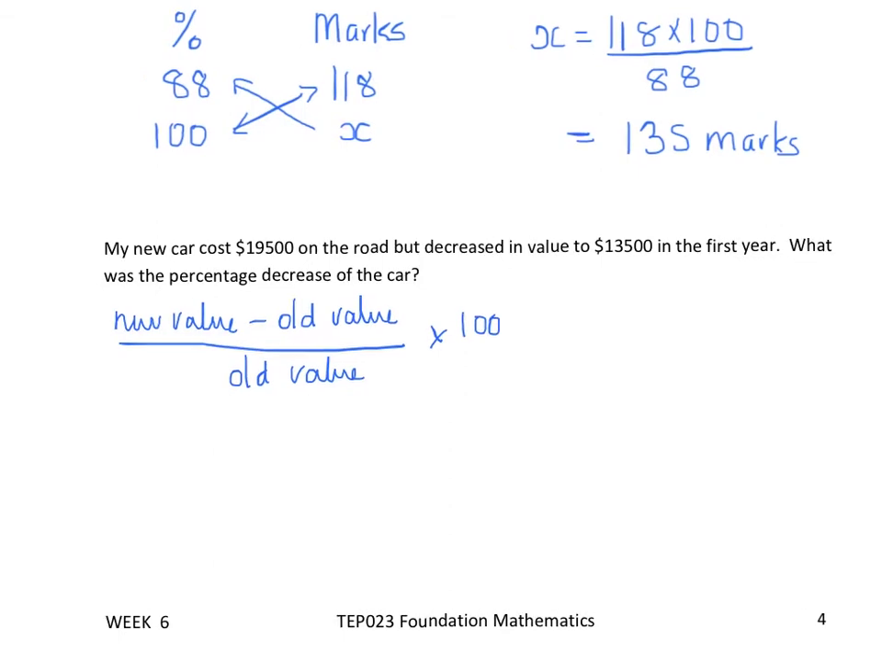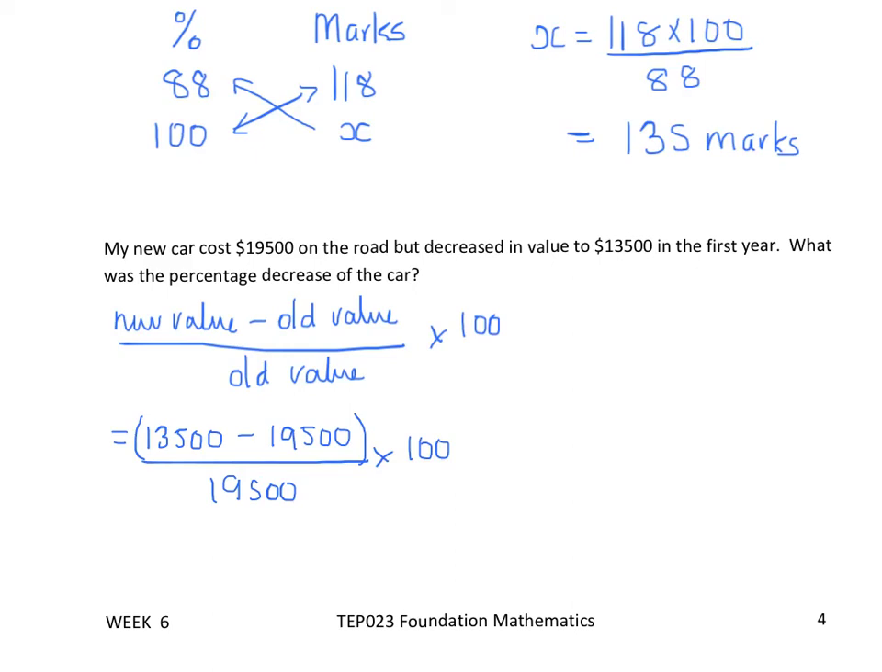So the new value is $13,500, the old value $19,500, divided by the old value, multiplied by 100. Now, because the divide sign goes underneath the entire expression of 13,500 subtract 19,500, we need to perform that operation, and divide by 19,500 before we can multiply by 100.